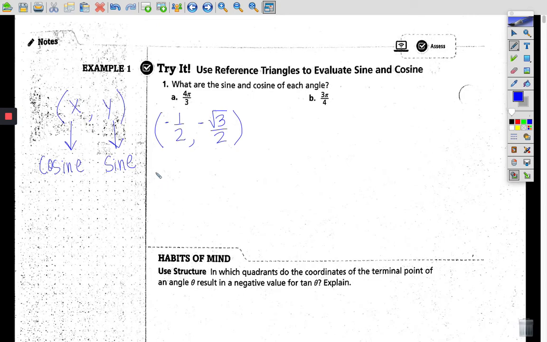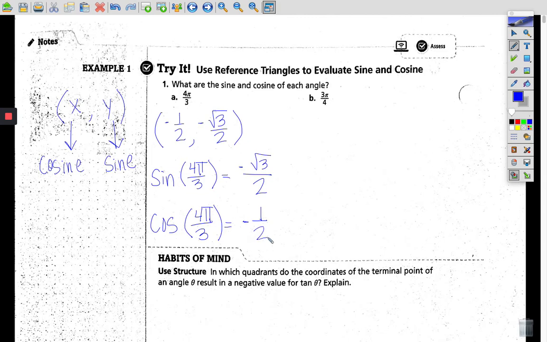We wanted to find the sine of 4 pi over 3. We said sine was your y value, so the sine of 4 pi over 3 is negative square root of 3 over 2. All right, cosine of 4 pi over 3 is equal to -1/2 because cosine is your x value. So if you've got that unit circle, this is pretty easy, right? Just figuring out what sine and cosine are.